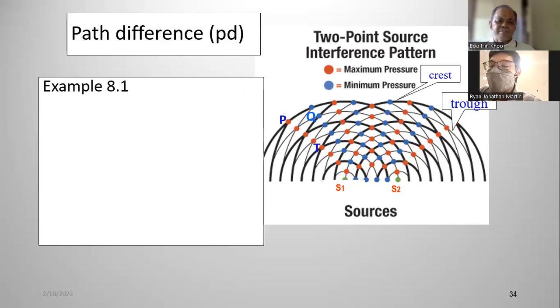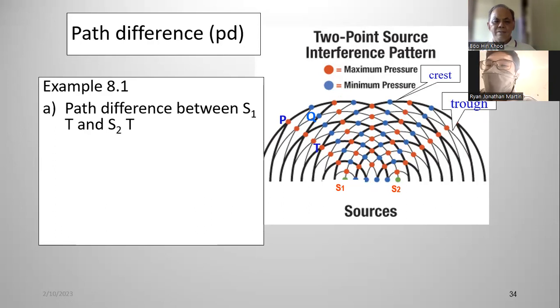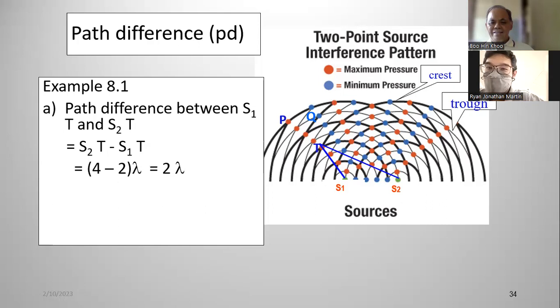Path difference between S1T and S2T. This is your S1. That's your S2. Your T is here. So we are interested in that path difference, the difference in length. What's the path difference? I think it's 0, right? From here to here is one wavelength, two wavelengths. This one is from there to there: one, two, three, four wavelengths. So the path difference is 2 lambda. Where the path difference is a whole wavelength, it is constructive interference.